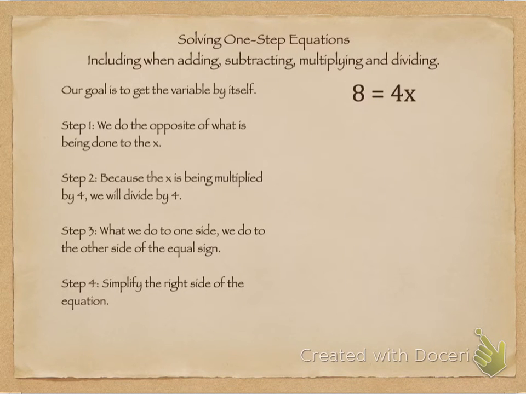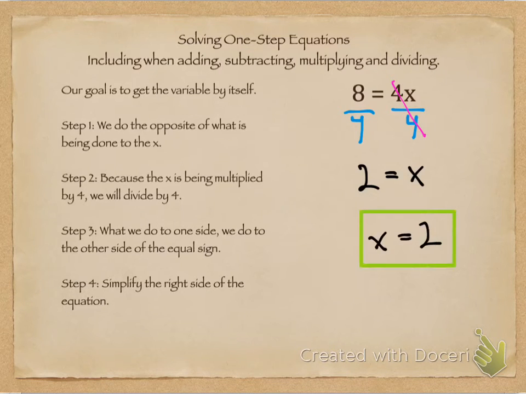Let's try another. Here 8 equals 4x. We're going to divide both sides by 4. Our x is left alone on the right side, and 8 divided by 4 is 2. And we like to have our variable on the left side, so we can just reverse that.